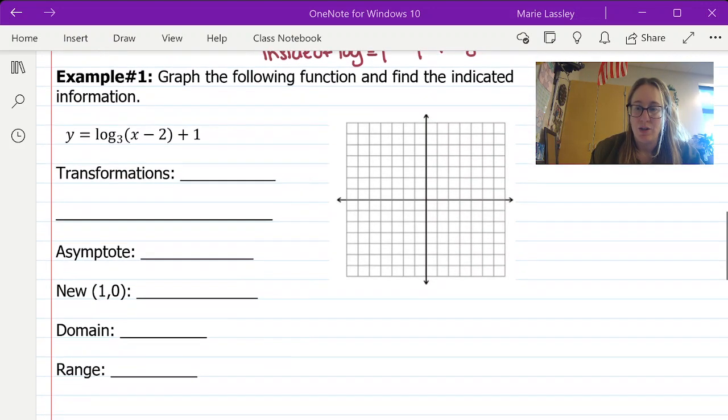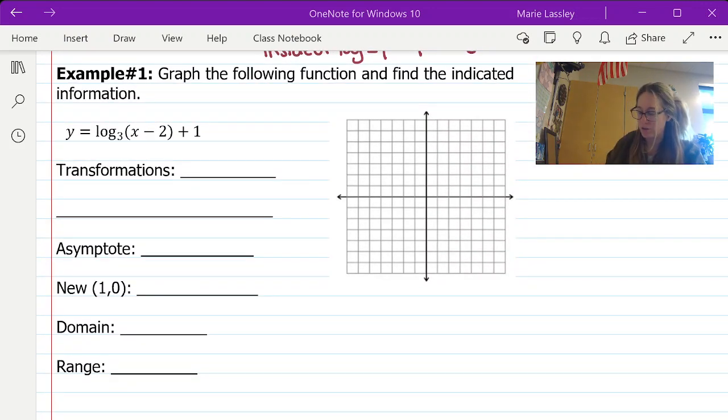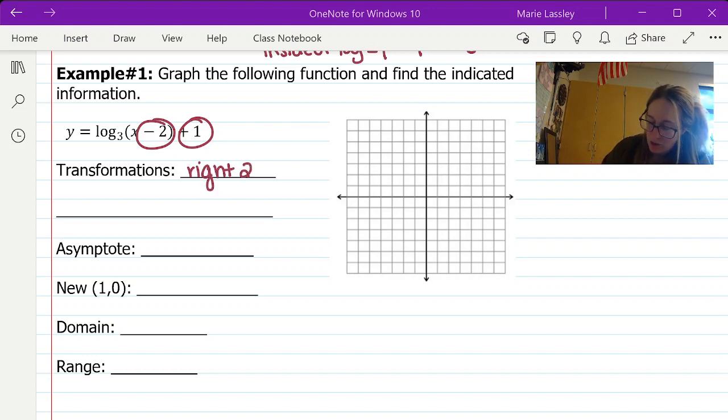So here we go. Here's our first one. This one's kind of easy, so we'll just walk through it. We want to figure out the different information for this one, and then we want to graph our function. So first off, I know that I have 2 transformations. The minus 2 is moving me to the right by 2, and then the plus 1 is moving me up 1. So right 2, up 1.